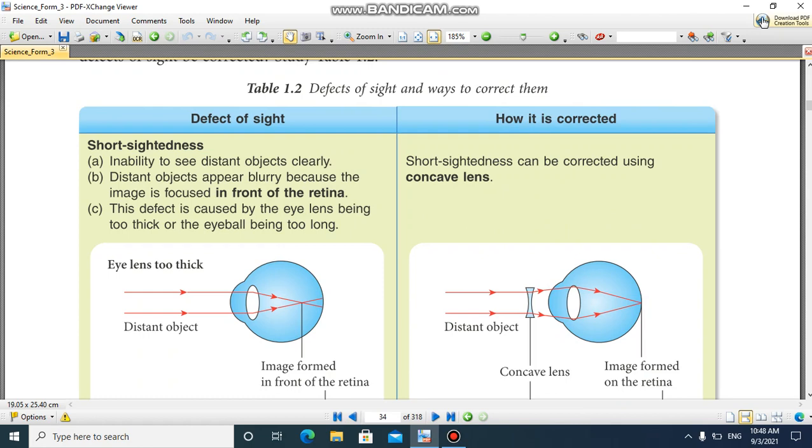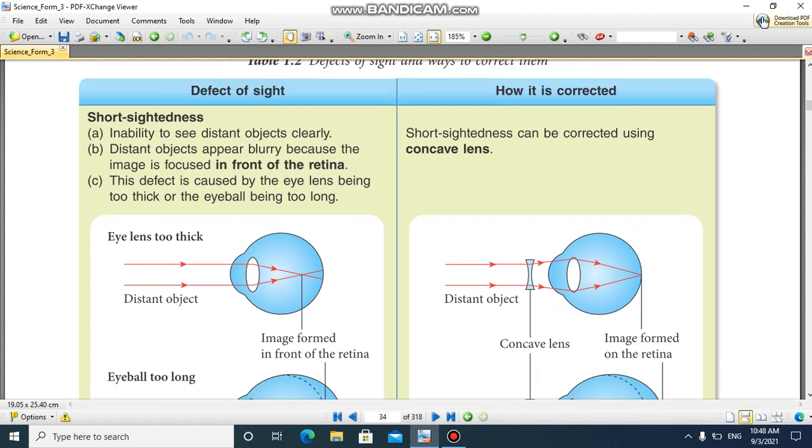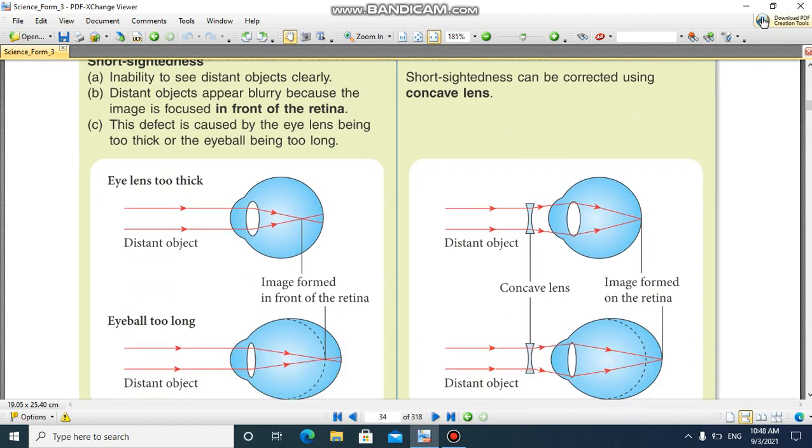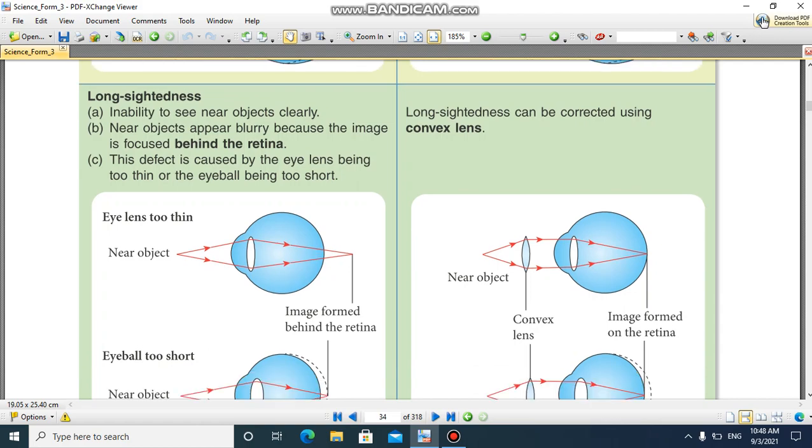short-sightedness, inability to see distant object clearly. Distant object appear blurry because the image is focused in front of the retina. This defect is caused by the eye lens being too thick or the eyeball being too long. So how is it corrected? Short-sightedness can be corrected using concave lens. Long-sightedness.